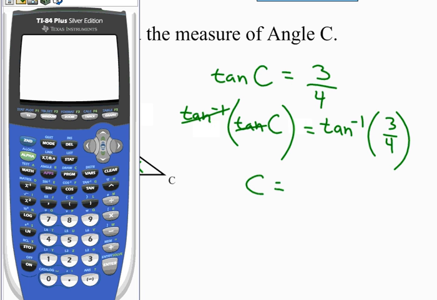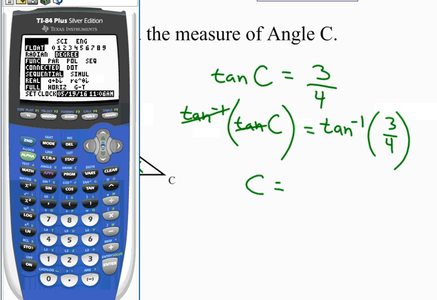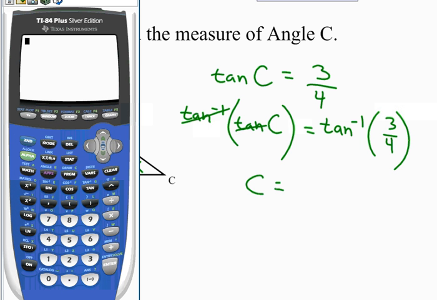Remember to make sure that you're always in degree mode. Hit the mode button. This is in degrees. Inverse tangent, that's second tangent. 3 divided by 4. 36.9 degrees.